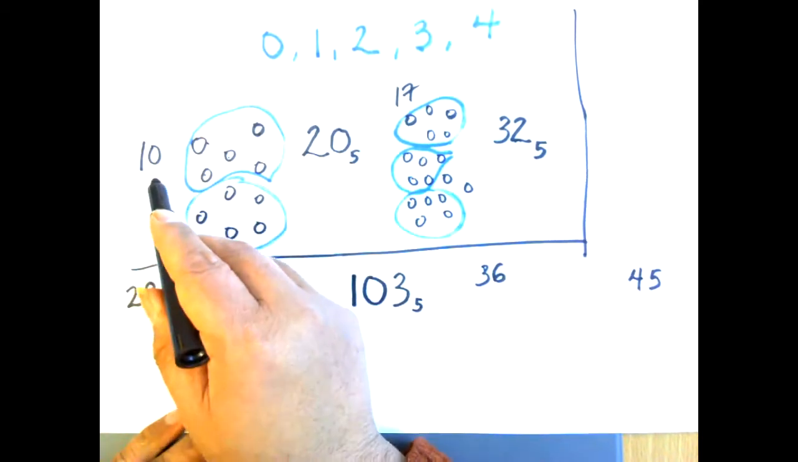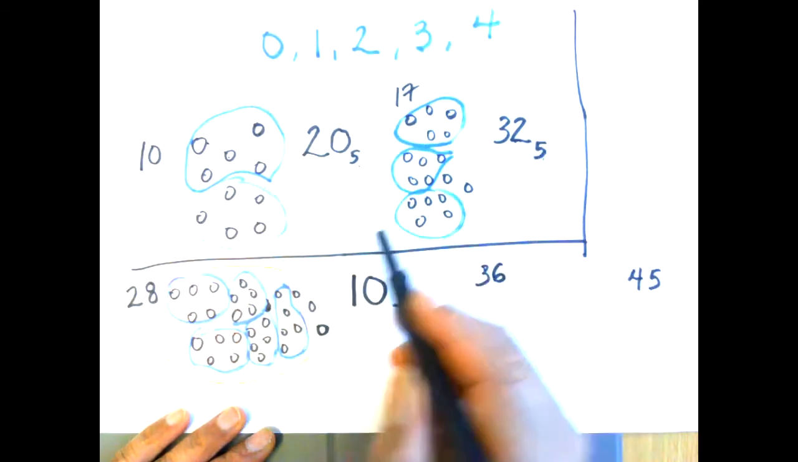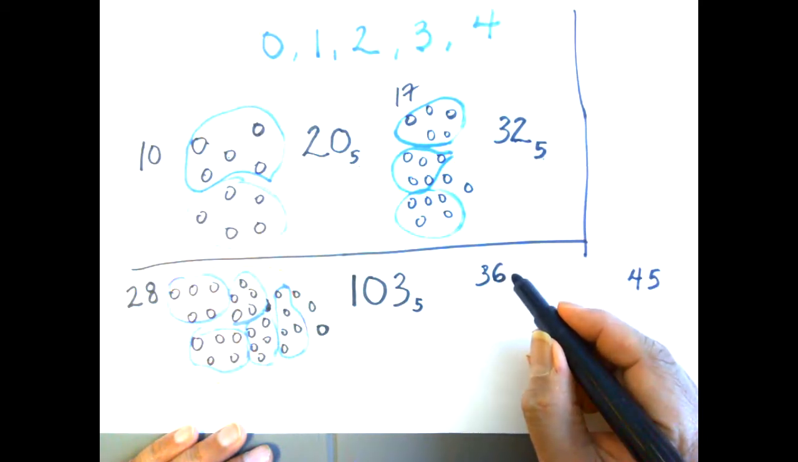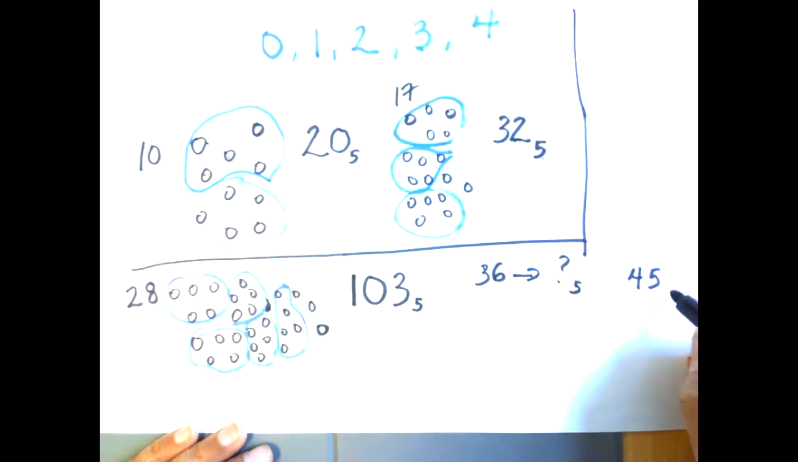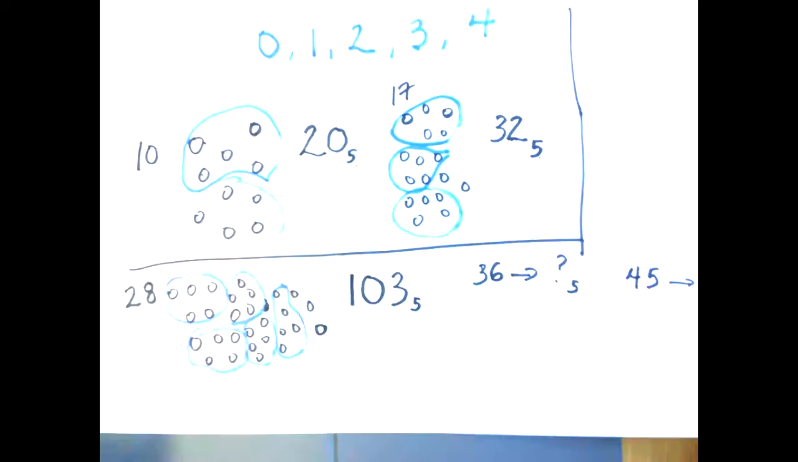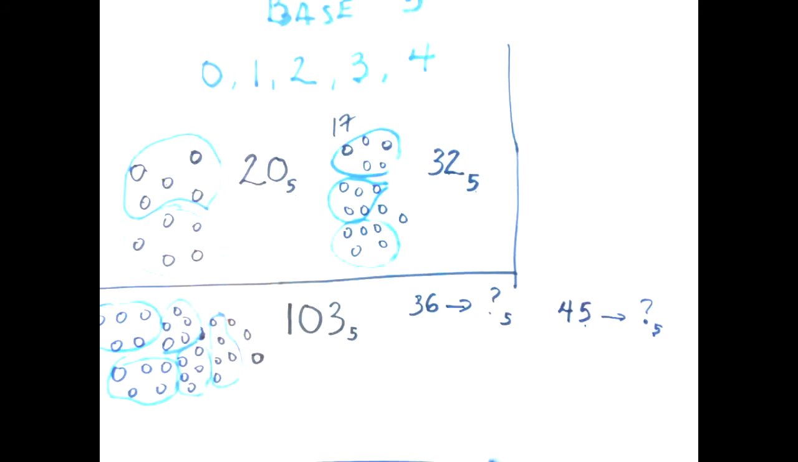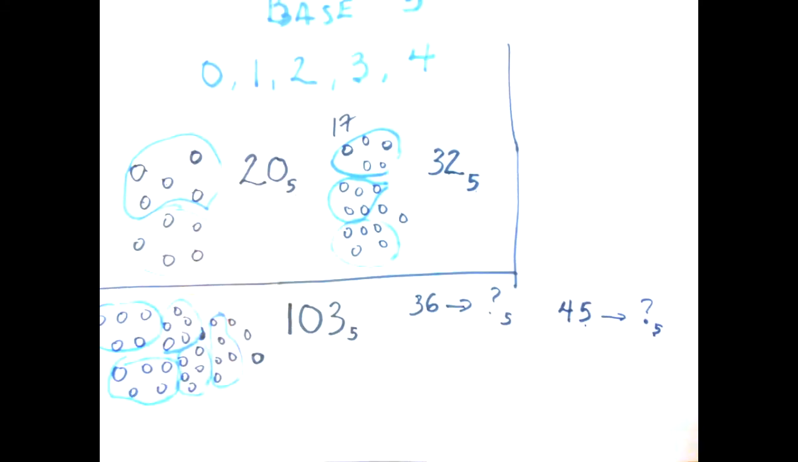So now if 10 is 20 in base 5 and 17 is 32 in base 5 and 28 is 103 in base 5, what is 36 in base 5? And what is 45 in base 5? So that is really what it is. Okay, in the next one, we're going to do the same thing in the base 4 counting system.